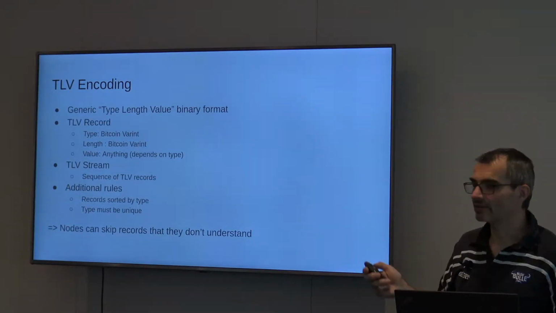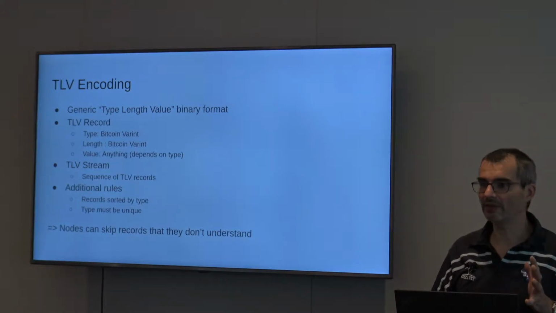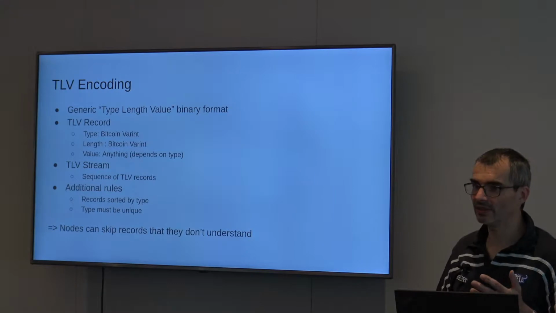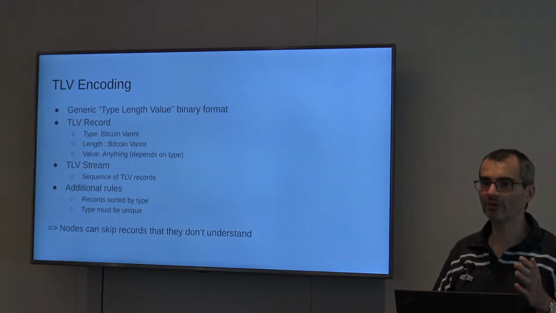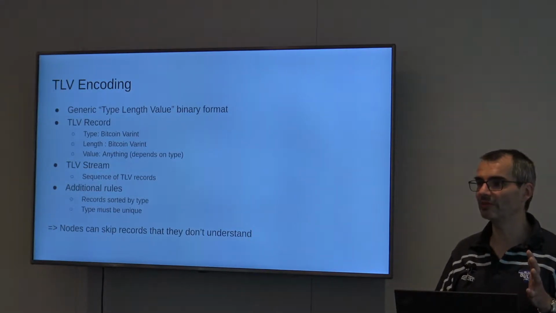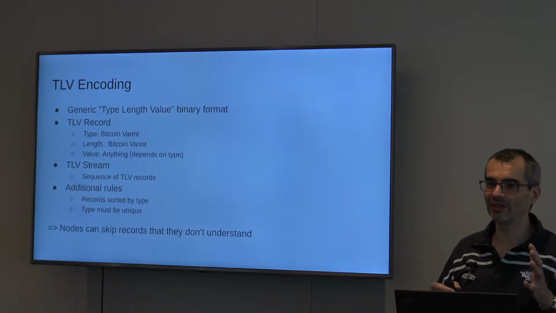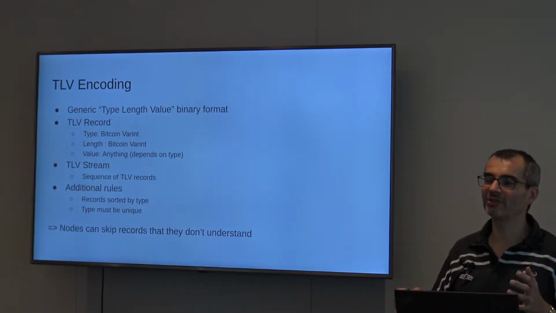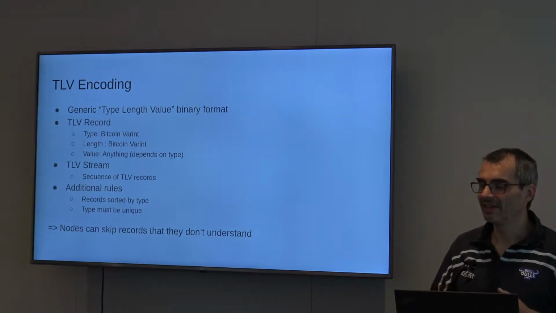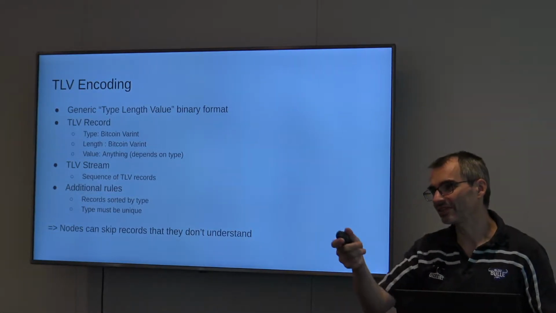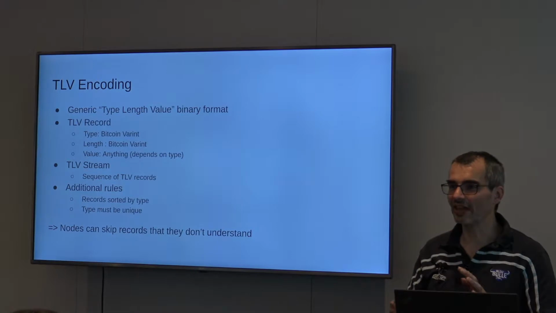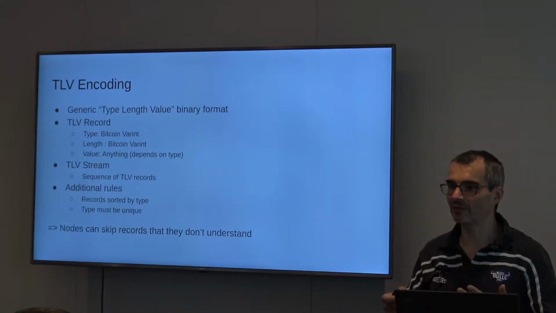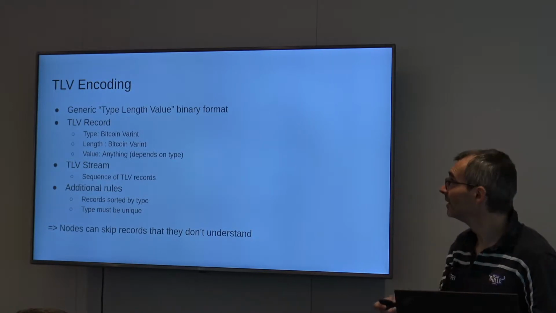TLV is a generic type-length-value encoding that you find in a lot of protocols. It's something that you find in ASN.1, for example. Who knows what ASN.1 means? Okay, you're very lucky. It's used in many places. It's ugly as hell, but it's an example of TLV.